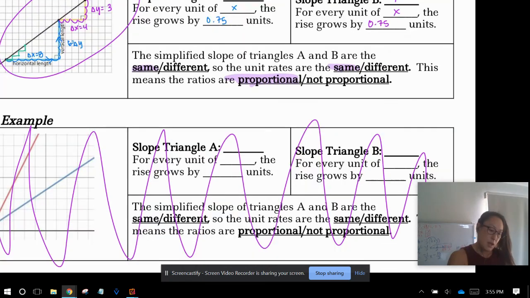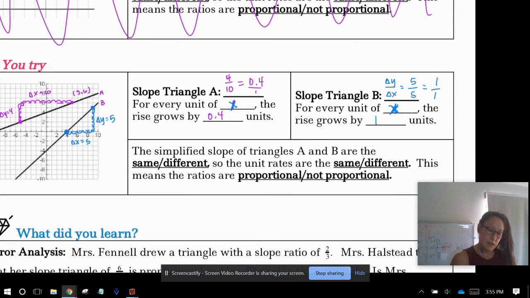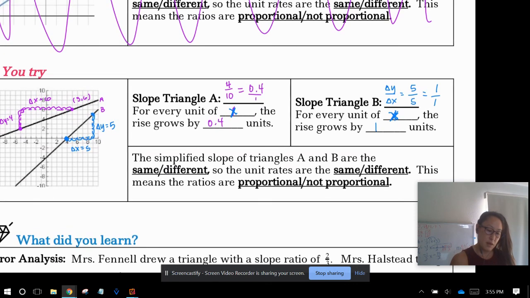Yes. Okay. So this time we look at the slopes. The simplified slopes are different. So the unit rates are different. This means that the ratios are not proportional. So they are not of equal value.